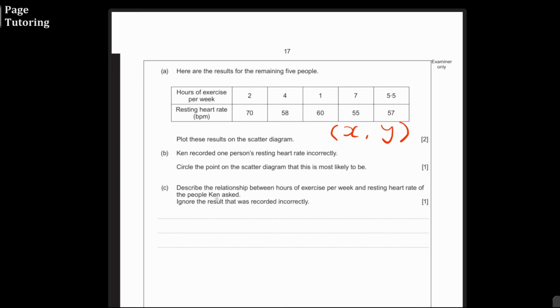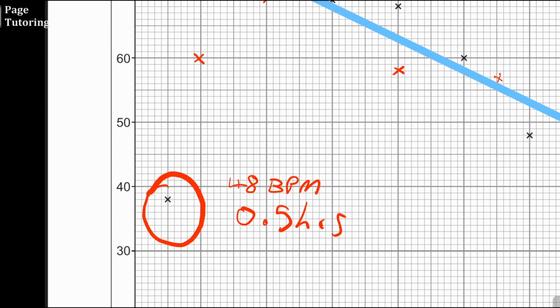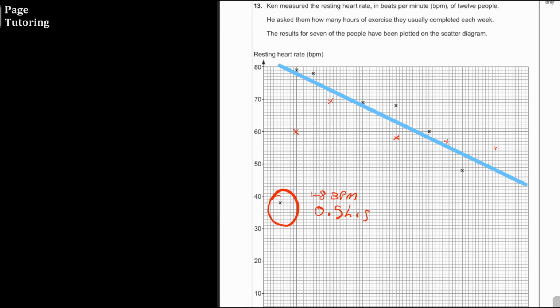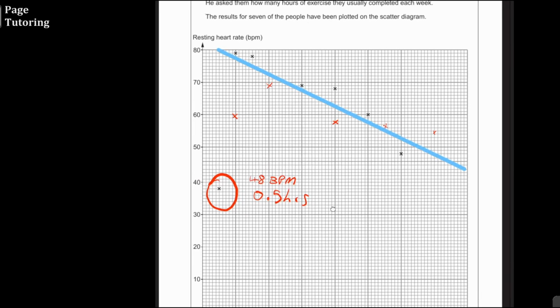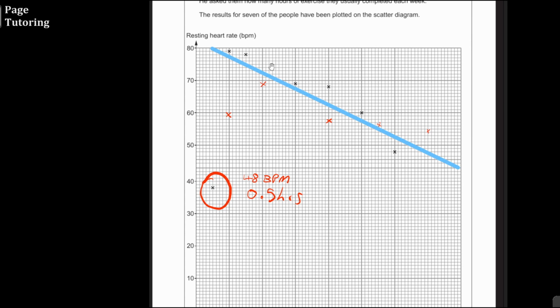So now it says, describe the relationship between hours of exercise per week and resting heart rate of the people Ken asked. It says, ignore the result that was recorded incorrectly. So we go back, well, it's exactly what we said when we first looked at this graph. We can see that as the resting heart rate decreases, that correlates with the number of hours of exercise. Or rather, the more you exercise, the lower your heart rate is.